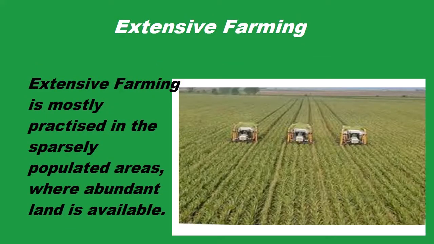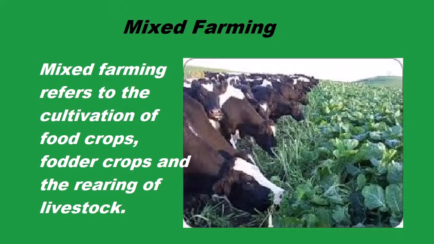Extensive farming is mostly practiced in the sparsely populated areas where abundant land is available. The land holdings are usually large and farm work is done by machines. 1 or 2 commercial crops are grown, and the most important crops are wheat and maize. The total output is high, but the yield per hectare is low.